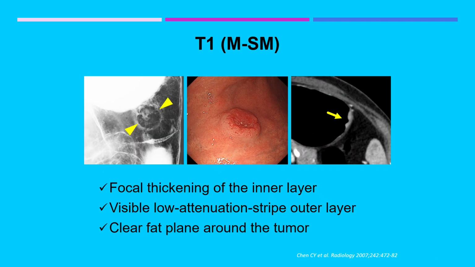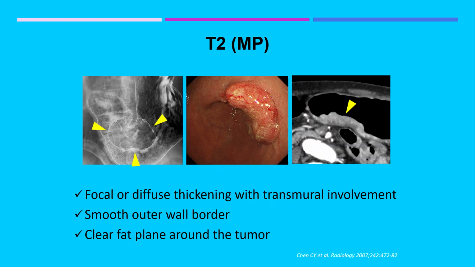Early stage cancers classified as T1 show focal thickening of the inner layer and a visible low attenuation stripe in the outer layer. This is a key sign we look for. For T2 stage cancer, which invades the muscularis propria, we see focal or diffuse thickening with transmural involvement. Importantly, the fat plane around the tumor remains clear.